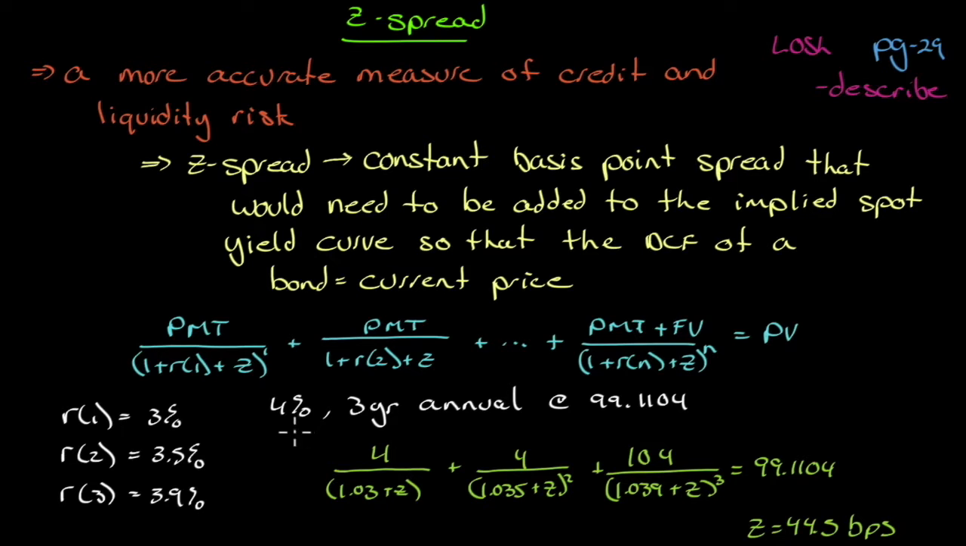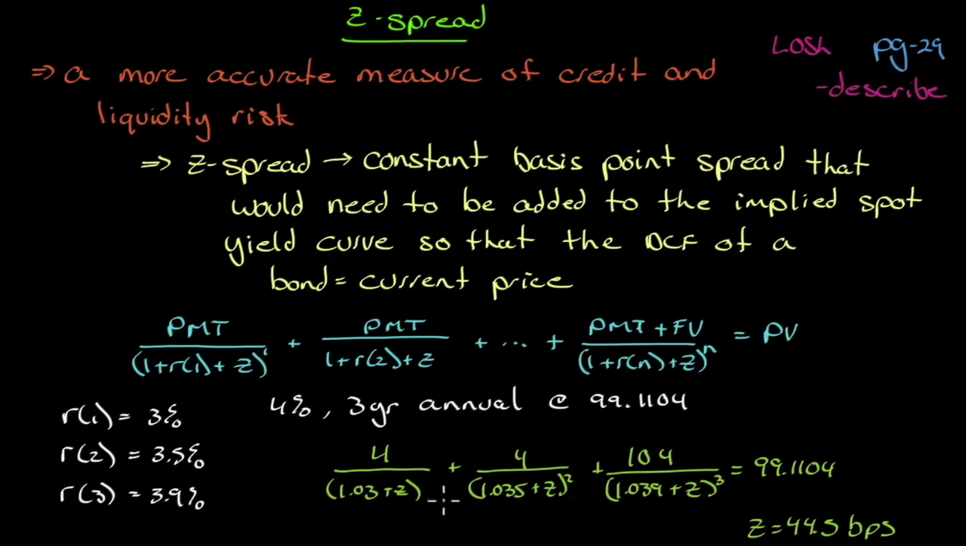So let's take an example. Let's take a 4% 3-year annual bond that's selling at 99.1104. And we have a spot curve with a one-period rate of 3%, a 2-period rate of 3.5, and a 3-period rate of 3.9. So what are our numerators? Since it's 4% annual, they will be 4, 4, and 104. What's our denominator? Here it'll be 1.03 plus Z, here 1.035 plus Z squared, and here 1.039, the 3-year rate, plus Z cubed.